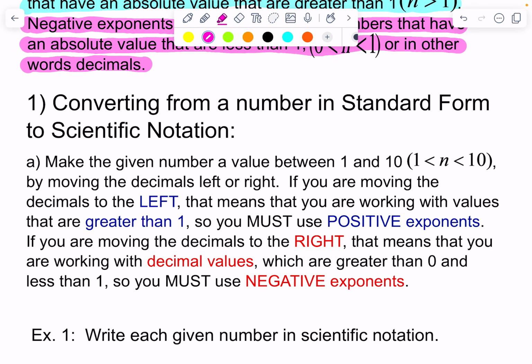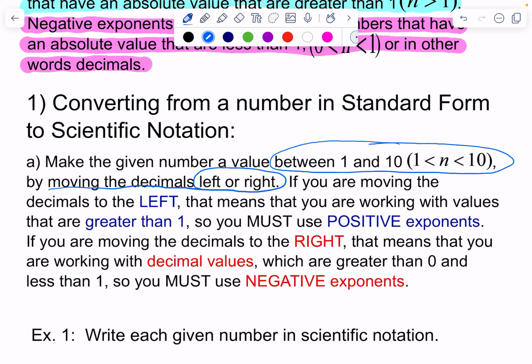How do we work with this? Step 1. We're going to go ahead and convert a number in standard form to scientific notation. The way we do this is we first make the given number a value between 1 and 10 by moving the decimal either left or right, depending on what kind of value you were given.